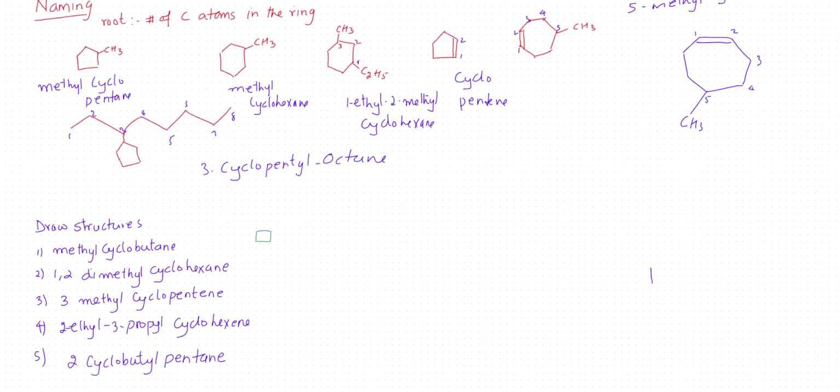Or if you write the other structure, then CH2, CH2, CH2, CH2, and one of the hydrogens is replaced. So we have to remove one hydrogen. It becomes CH and CH3. Next is 1,2-dimethyl cyclohexane. So cyclohexane means 6 carbons in a closed cycle.